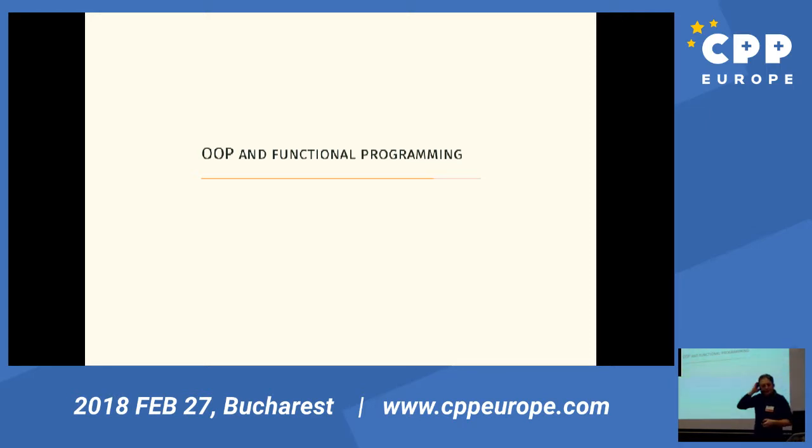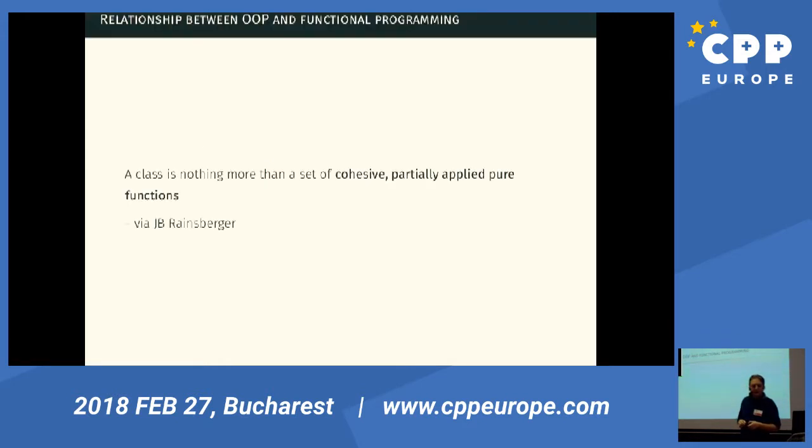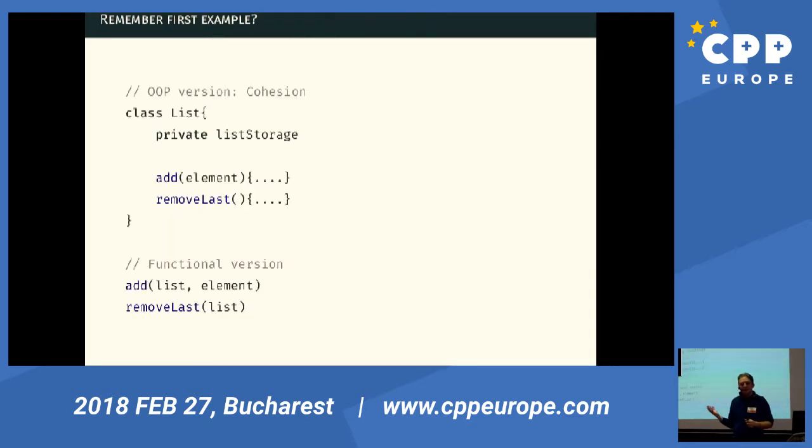And at some point, we had a friend, J.B. Rainsberger, in our office, and he told me, you know, I've read this, and this solved my problem. He said, a class is nothing more than a set of cohesive, partially applied pure functions. What does this mean? Well, cohesive means that we put functions in a class that make sense together, hopefully. Because if they are not cohesive, then you have a different problem than paradigms. Okay, you have a big design problem. What is partially applied? Well, when you think about the difference between a class and the functional approach, the difference is that in a class, I already have some data members. And that's exactly like binding that parameter to all the functions from the class. And that's kind of the equivalent.